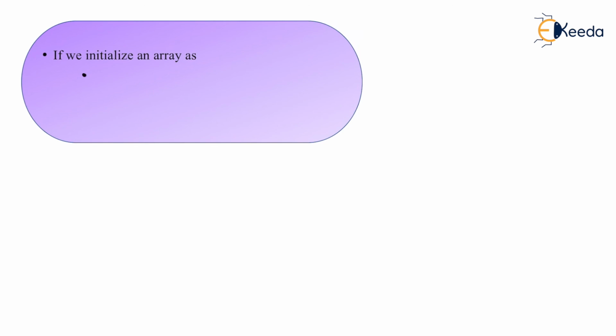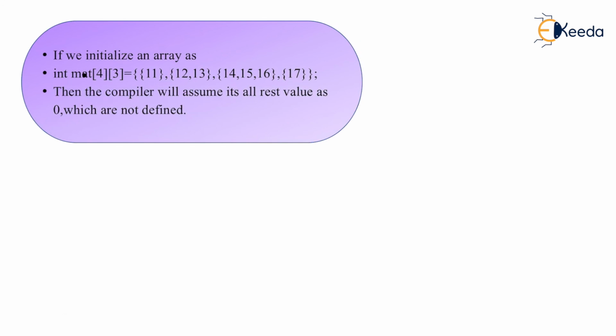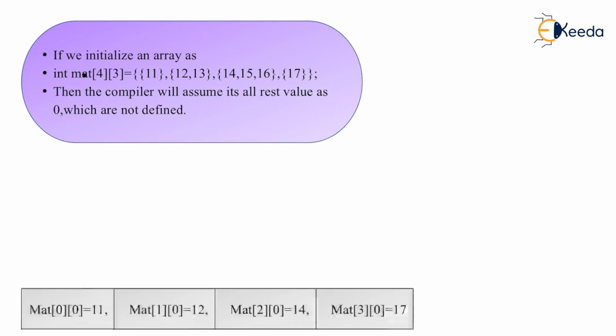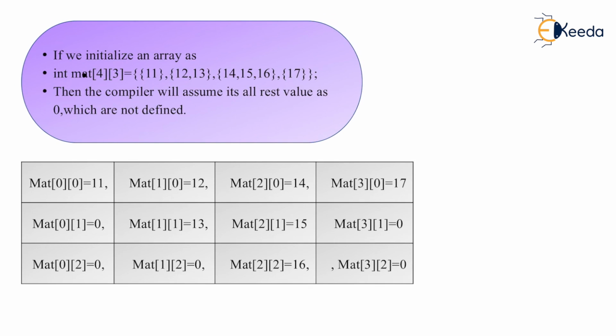Next, if we initialize an array as int mat[4][3] with 11, 12, 13, 14, 15, 16 and 17, then the compiler will assume that all the rest of the values, which are not defined, are 0. So the defined values will be stored and the others will be 0. Fine.